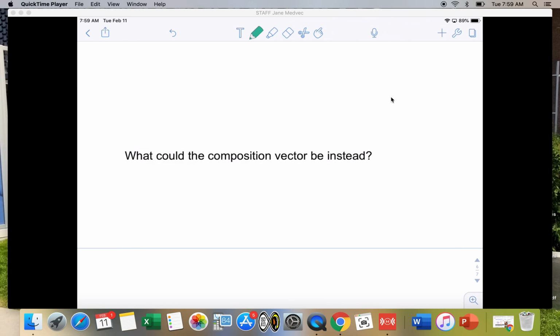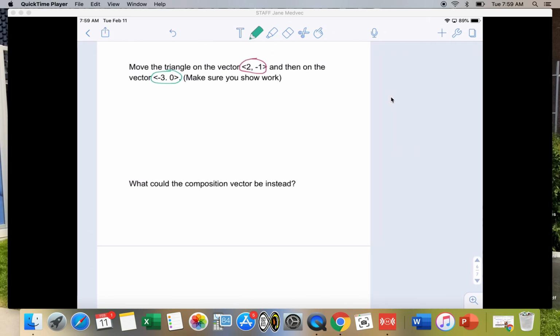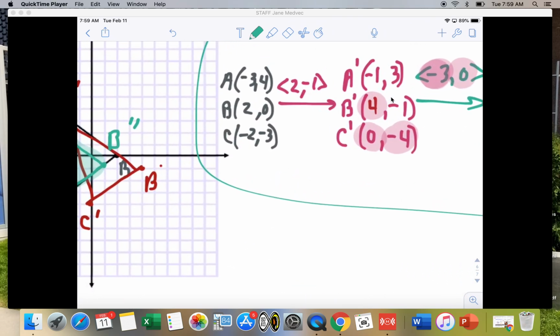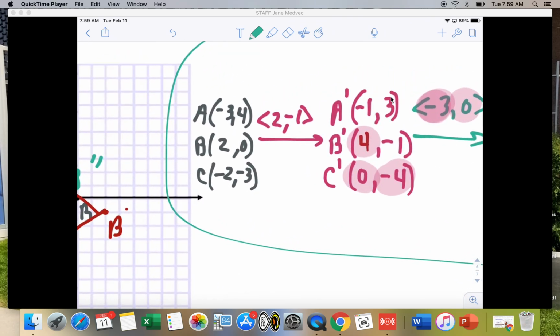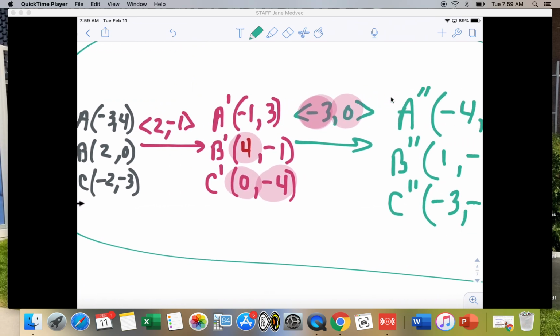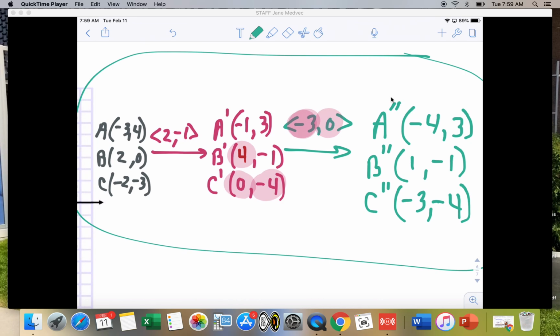Okay, so then what it says is, what could the composition be instead? What that means is if I took a look at my black points, my A, which is negative 3, 4, and I move to my green, which is negative 4, 3. What could I say this thing is? Rather than going from the black to the red to the green, what could I do to get rid of the red and just go from the black to the green? And so if I take a look at negative 3 to negative 4, I just subtract 1. And if I went from 4 to negative 3, I'd subtract 1 also.